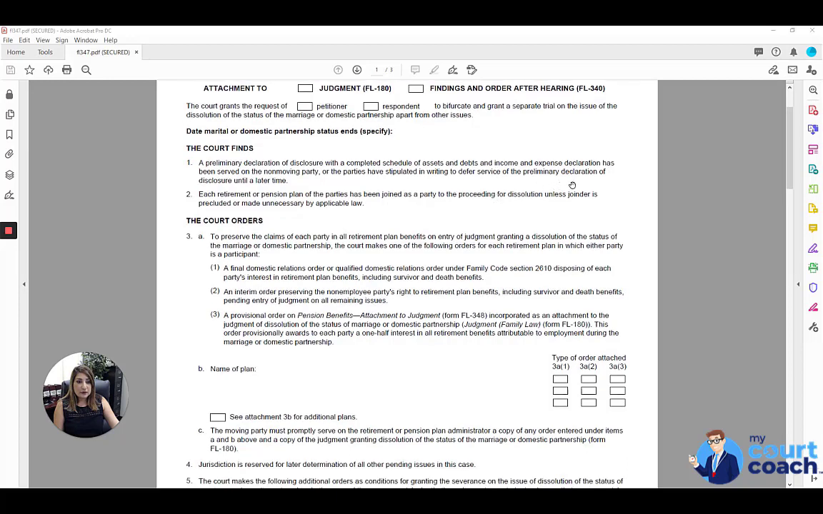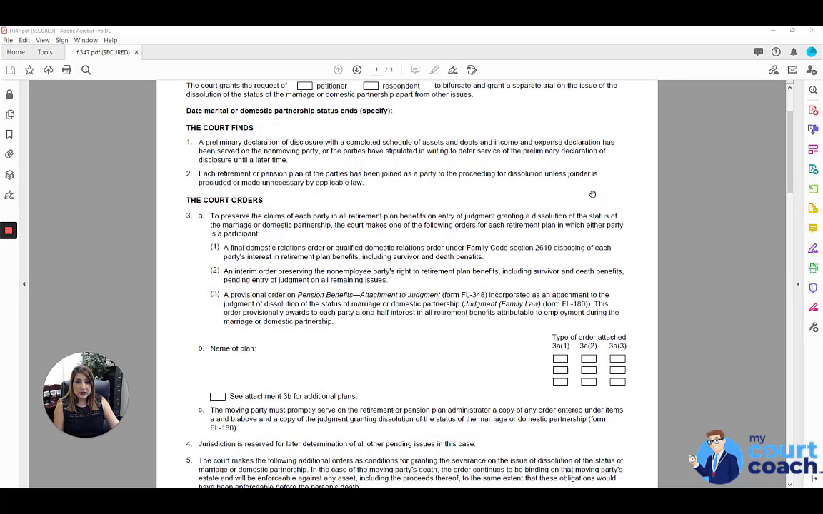Below that, it states the court finds that you complied with your preliminary declaration of disclosures requirement and that every retirement or pension plan that was to be joined to this case has been joined unless a joinder was precluded or made unnecessary by applicable law. Then the court states that it needs to make one of the following orders regarding each retirement plan that is joined.